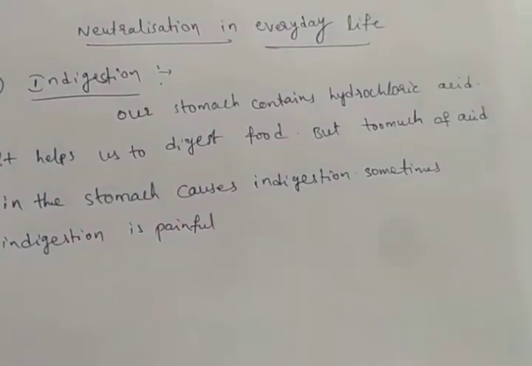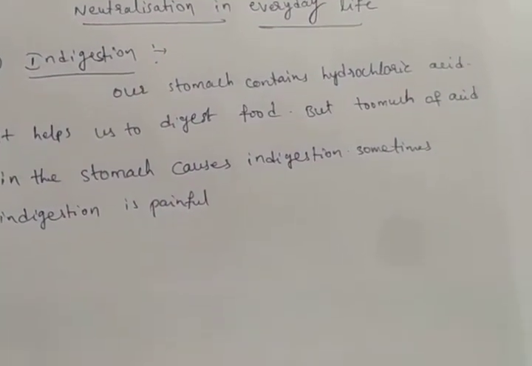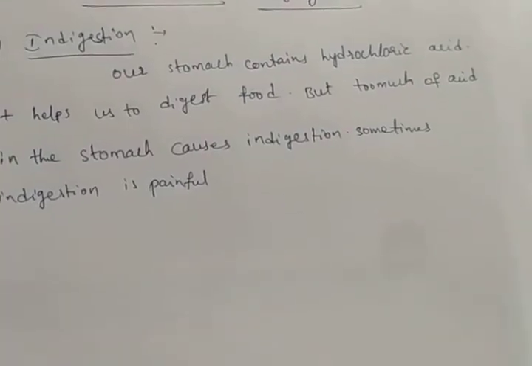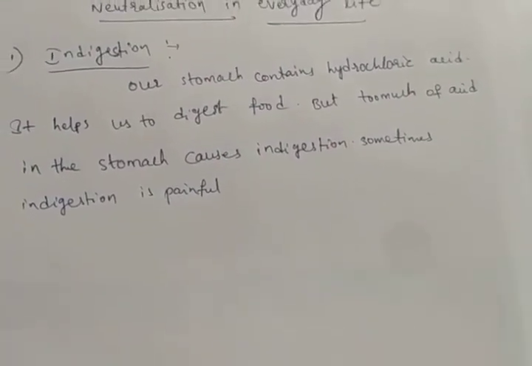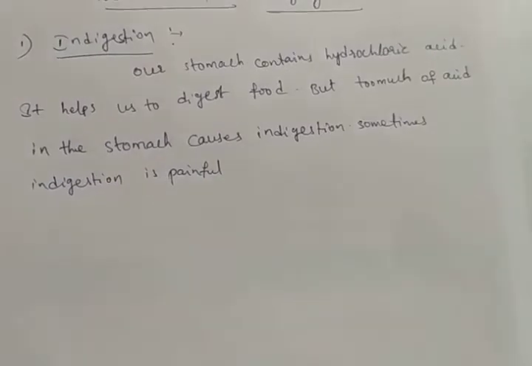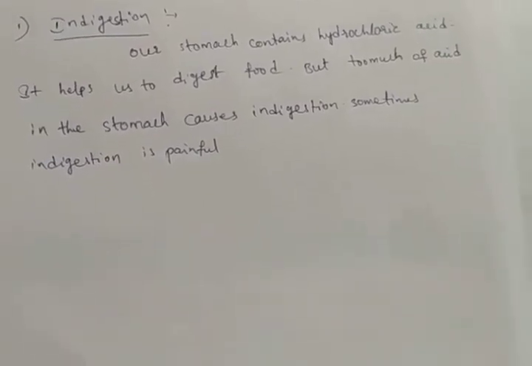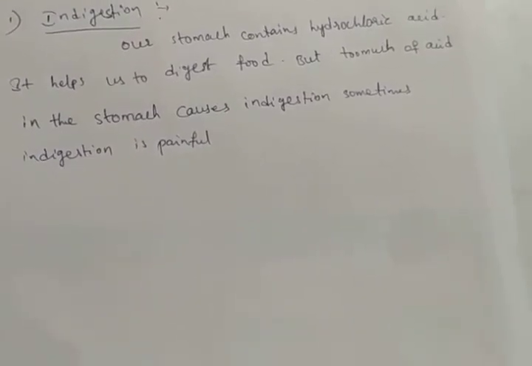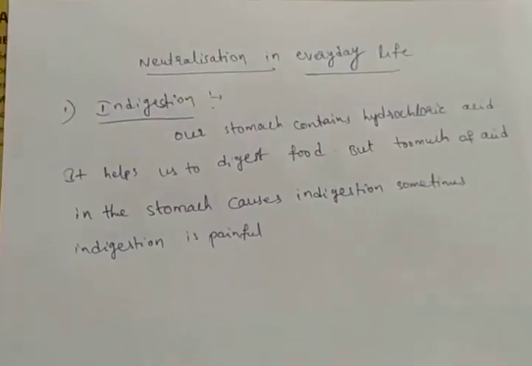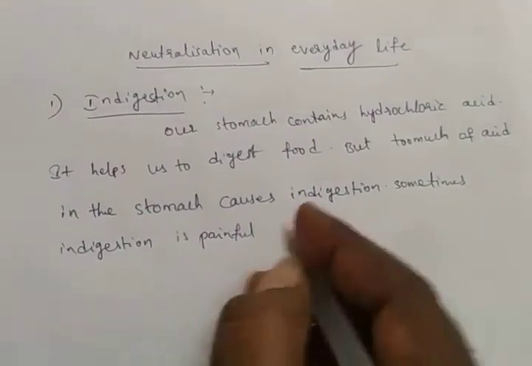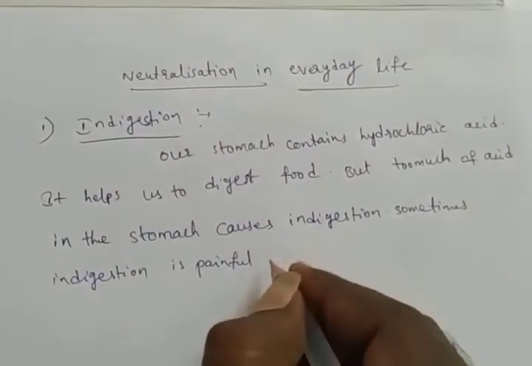To relieve indigestion, we can take an antacid. What is an antacid? Antacid is milk of magnesia, which contains magnesium hydroxide. It is a base. It neutralizes the effect of excessive acid. So indigestion is painful. To relieve indigestion, what can we do?